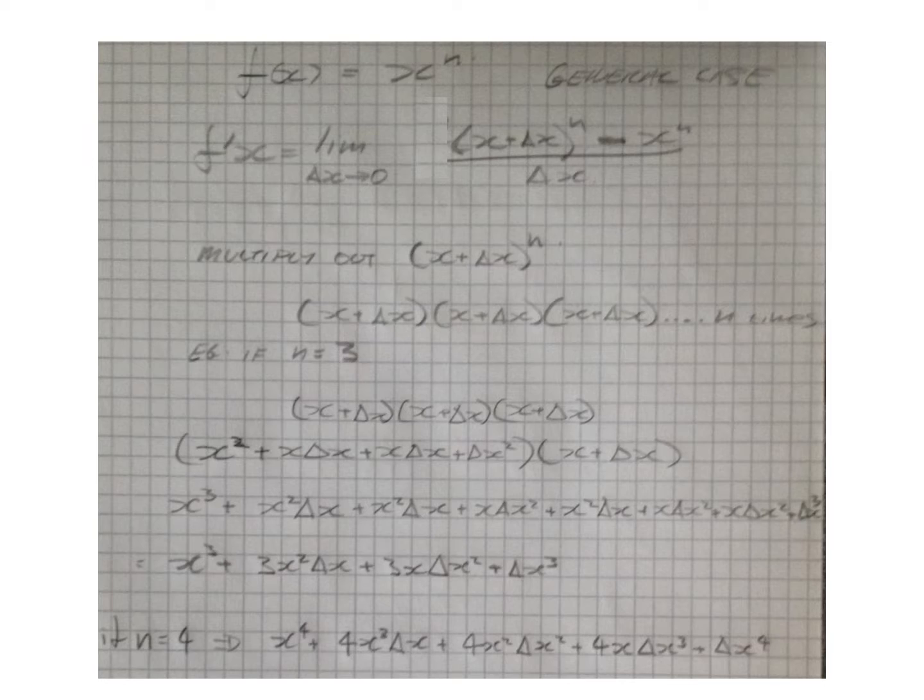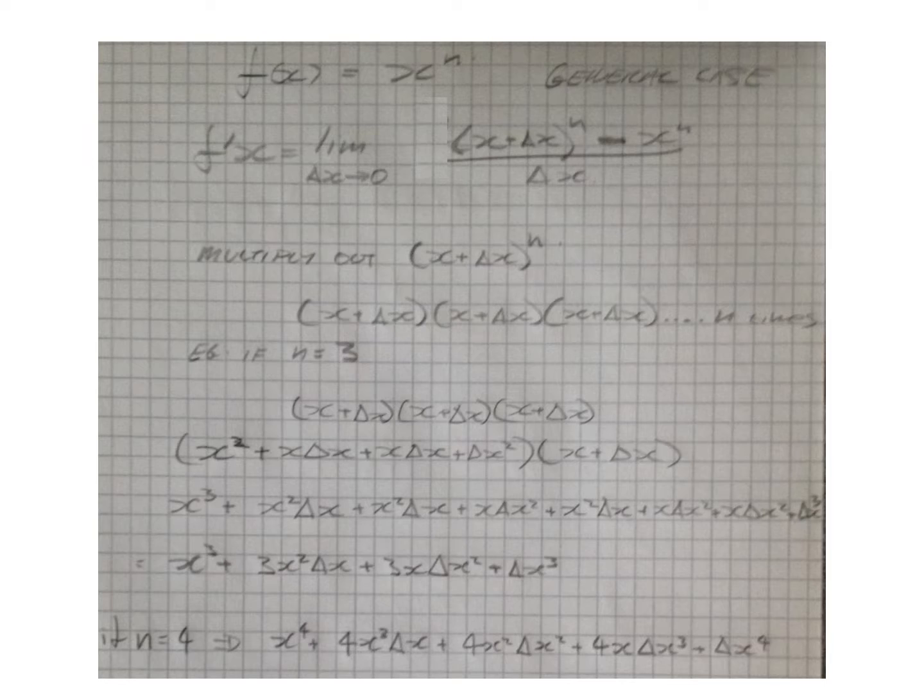So the first one will be x cubed, x squared times x. The next one we're going to have 2x delta x times delta x, so that'll be squared.